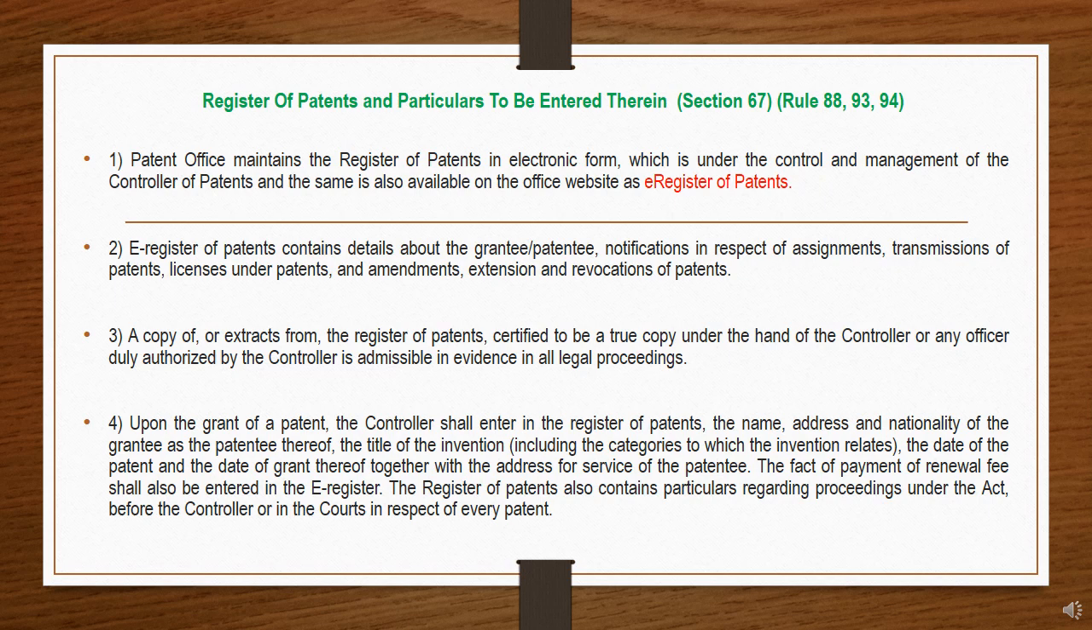Fourth one is patent information. After a patent is granted, the register records details like the title, invention's category, grant and patent dates, and the patentee's contact address and the payment status of renewal fees. Next.